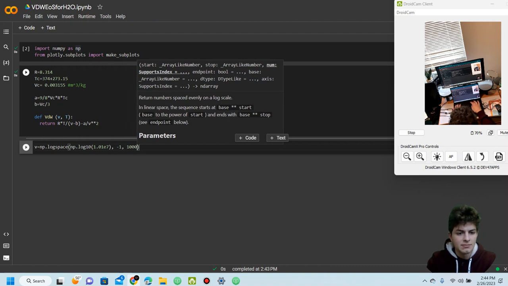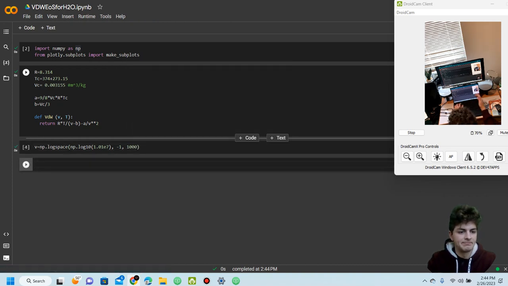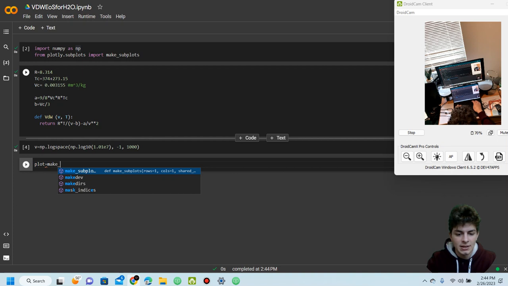Okay, and let's get 1,000 terms. Who cares? Lots of volumes for our volume diagram here. So let's go ahead and plot it. We're going to make subplots.